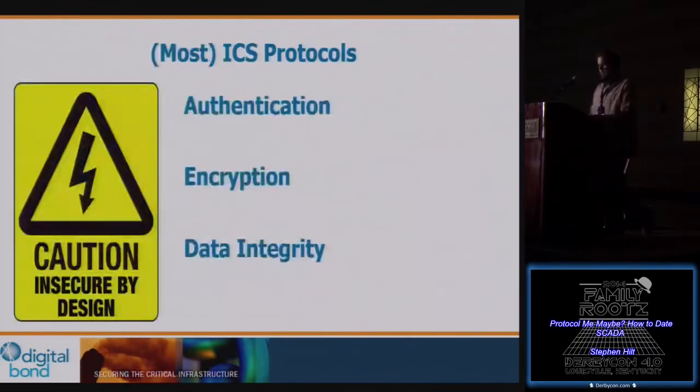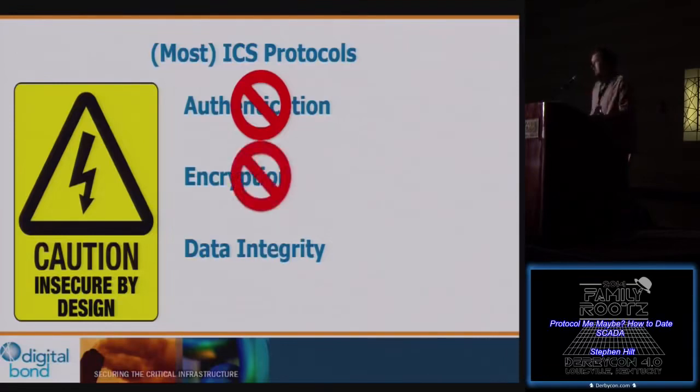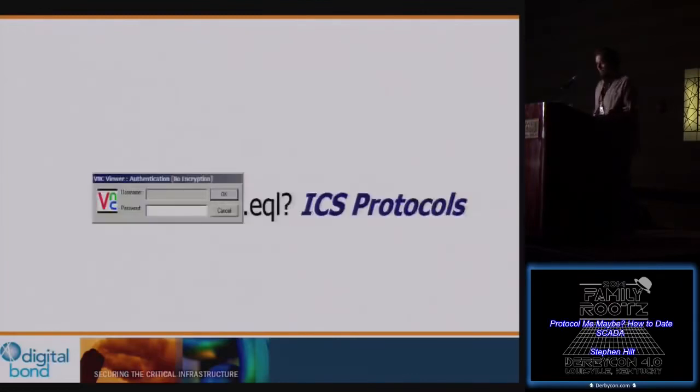Most of our ICS protocols are, as we like to say at Digital Bond, insecure by design. You would expect them to have authentication, encryption, data integrity, and such. However, there is no authentication in most cases. There is no encryption in most cases, and data integrity mostly does not exist. So as an analogy to anybody who's not familiar with ICS, it's your unauthenticated VNC.